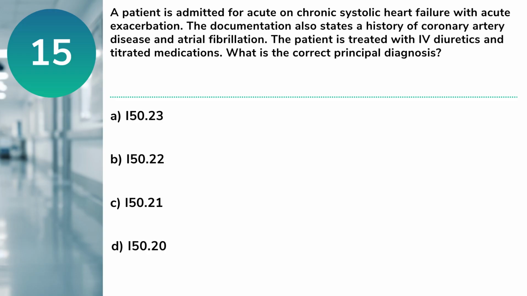Question 15. A patient is admitted for acute on chronic systolic heart failure with acute exacerbation. The documentation also states a history of coronary artery disease and atrial fibrillation. The patient is treated with IV diuretics and titrated medications. What is the correct principal diagnosis? A. I50.23. B. I50.22. C. I50.21. D. I50.20.